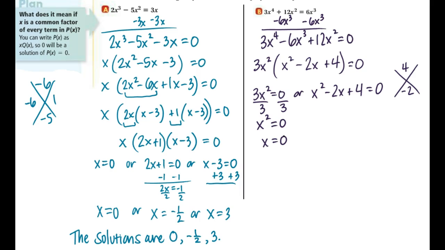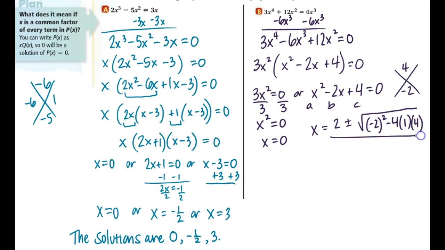Now for the next part, I'm going to be using the quadratic formula. So I'm labeling my ABCs, and I'm going to be using that form now. So I have minus b, so positive 2 because it's double negative, plus or minus the square root of b squared, which is negative 2 squared, minus 4 times 1 times c, which is 4, all over 2 times 1. When simplifying the operations under the radical, I get negative 12. So that means we have 2 plus or minus the square root of negative 12 over 2.